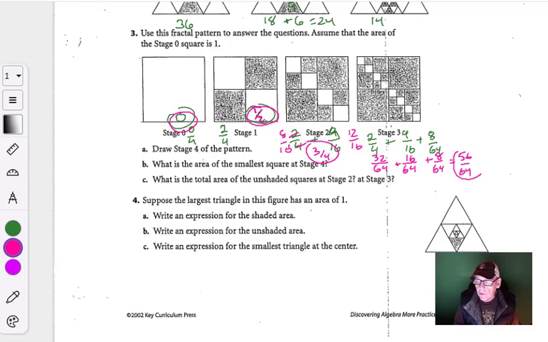And we're not going to worry about the rule. We're just kind of worried about how these fractions work out. Okay, then we won't worry about number 4. Let's go to the next page.